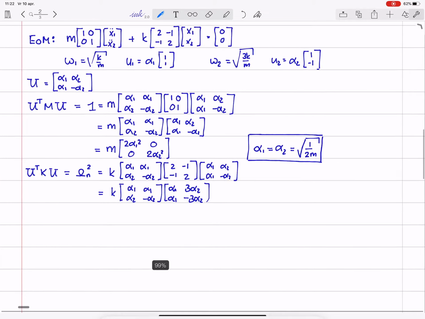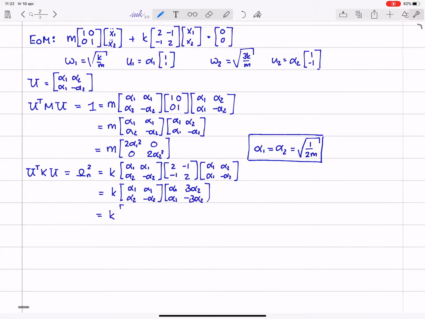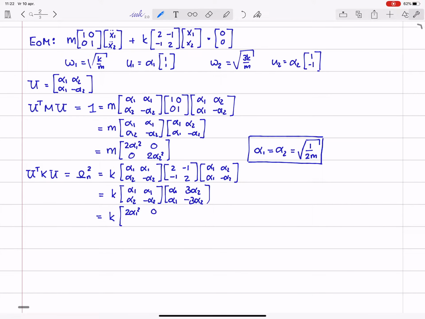Okay, so let's do the final one. We have alpha 1 times alpha 1, so 2 alpha 1 squared. Then we have alpha 1 times 3 alpha 2 minus alpha 1 times 3 alpha 2, so that is 0. Alpha 2 alpha 1 minus alpha 2 alpha 1 is also 0, as it should be, because it must be a diagonal matrix. And then we get alpha 2 times 3 alpha 2 twice, so we get 6 alpha 2 squared. Now let's substitute the mass normalization in here.